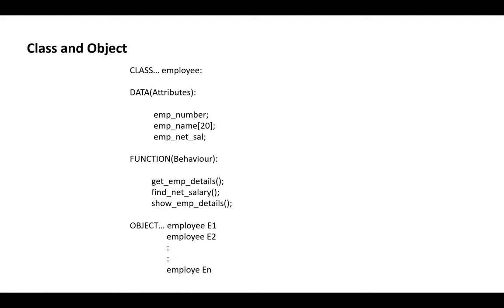In this video we'll discuss the key features of C++, that is class, object, abstraction, inheritance, encapsulation and polymorphism. So when it comes to class, a class is a blueprint from which the object is created.